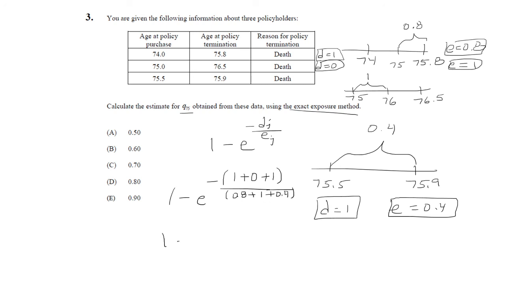If we add this up, we have 1 minus e to the negative 2 over 2.2, and writing this out, we get 0.5971. So the answer is B.